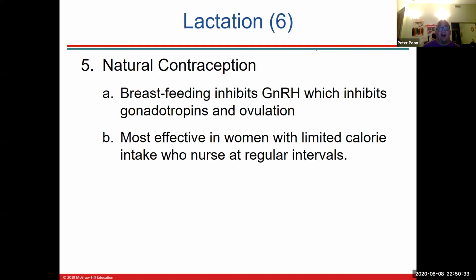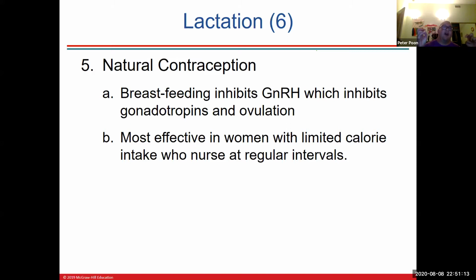All right. Breastfeeding inhibits GnRH, which inhibits gonadotropins and ovulation. So from the point of view of the mother, if she's already feeding one baby, she doesn't really have the energy and resources to get pregnant and take care of another baby in utero. So breastfeeding tells the mother's body they're feeding someone, so they can't get pregnant, so it acts as a natural contraception.